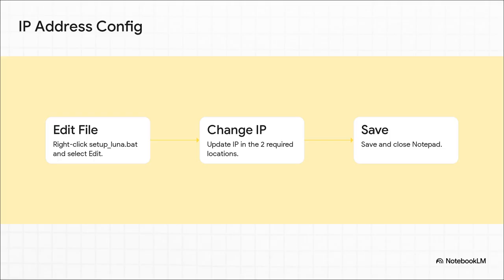Step 1. Just right-click that setupluna.bat file and select Edit, or open it with Notepad. Step 2. When Notepad opens, scroll down toward the bottom. You're looking for that default IP address we just mentioned. You're actually going to find it in exactly 2 locations in the text. Change both of them to your Luna's actual IP address, say 192.168.1.100, for example. And then, step 3, simply hit File, Save, and close Notepad. Boom! That's it. That is literally all the coding you have to do.